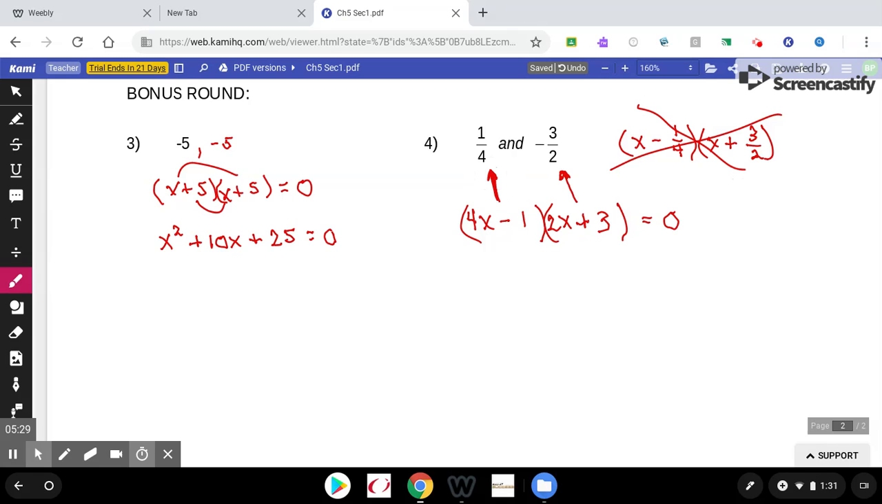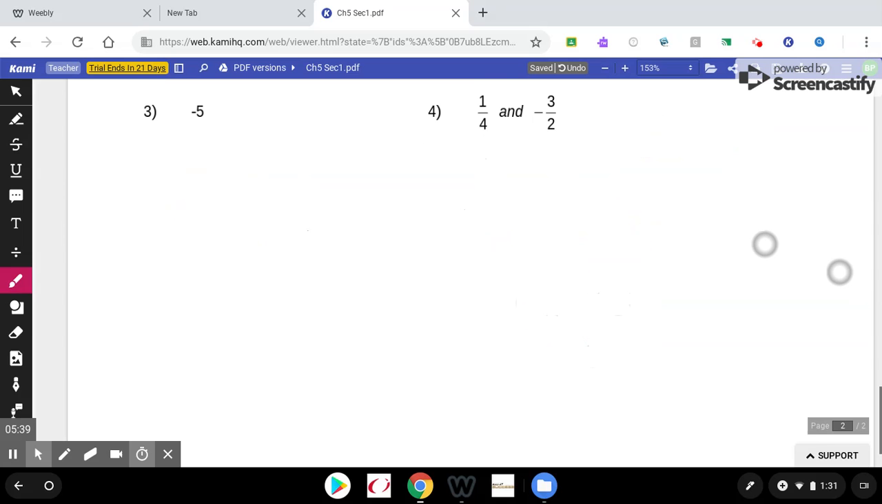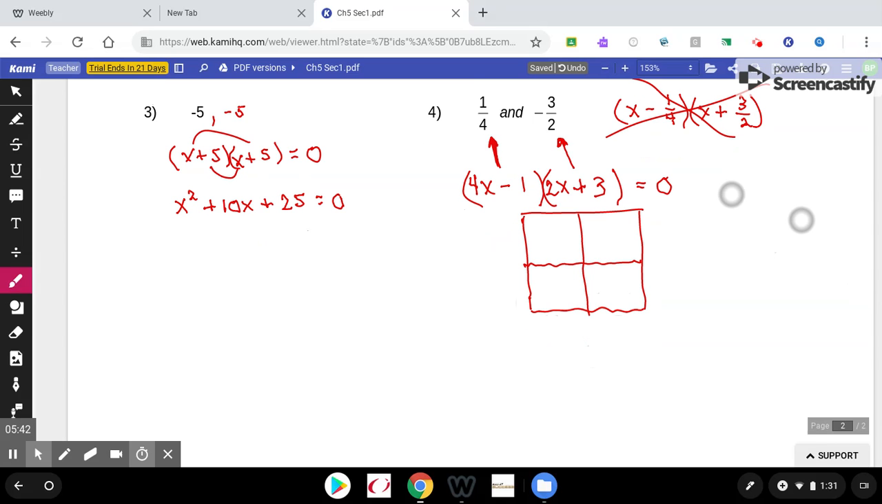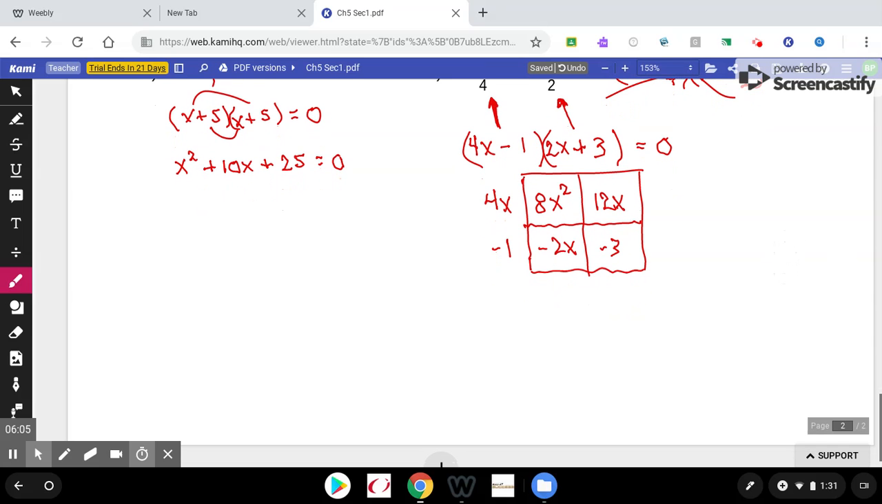And since I got plenty of time in this video, just for kicks, I'm going to do a box this time. So I know some of you like to do the FOIL problems with a box, and that's great. What the heck happened there? I'm always bumping stuff. Alrighty, fill in the box. 4x times 2x, 8x squared. 4x times 3, 12x. Negative 1 times 2x. Negative 1 times 3. And then you just add up or combine the stuff in the box.